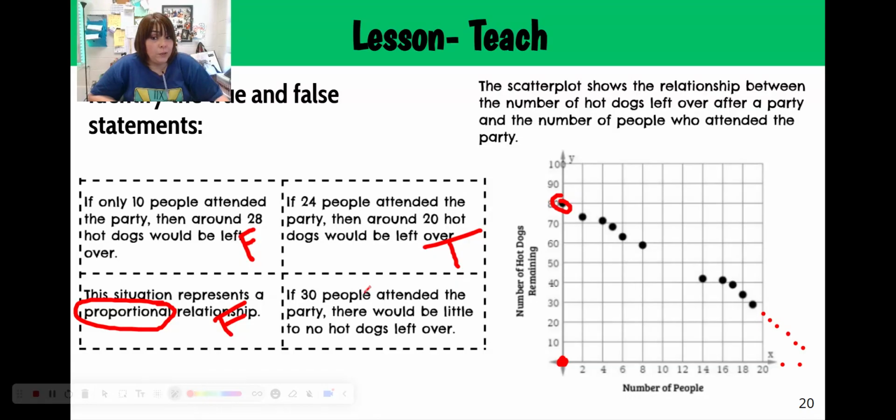It says if 30 people attended the party, that's even way further off, there would be little to no hot dogs left over. I think that's fair. Because if it was 30, 30 would be way over here, and that line would be going further down. That's true. If there were 30 people, there would be 10 or less hot dogs left over. Okay, so now you're going to look at some other scatter plots on your own and look at the true and false statements and figure out if each statement is true or false based on what the scatter plot is showing you. Good luck.